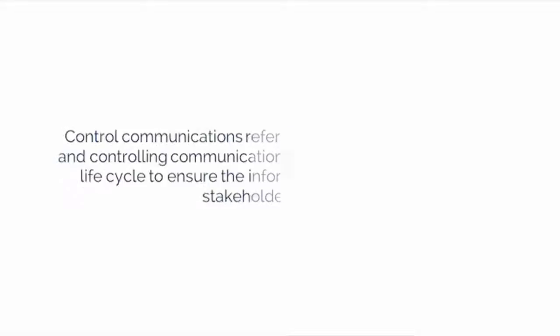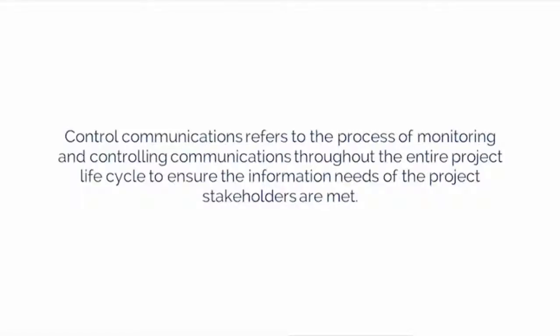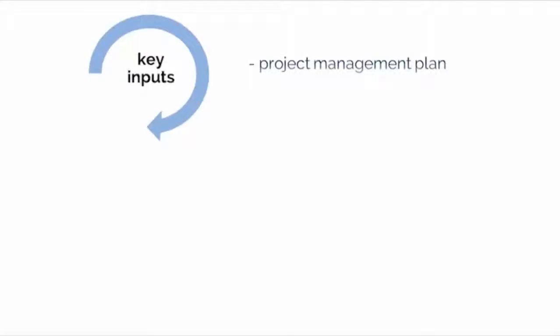Control communications is the last process in the project communications management knowledge area. It refers to the process of monitoring and controlling communications throughout the entire project lifecycle to ensure the information needs of the project stakeholders are met. This process's key inputs are the project management plan, which includes the communications management plan we developed in the first process. Inputs also include project communications and the issue log, which is used to document and monitor the resolution of issues. The issue log helps to identify who is responsible for resolving specific issues by a target date.